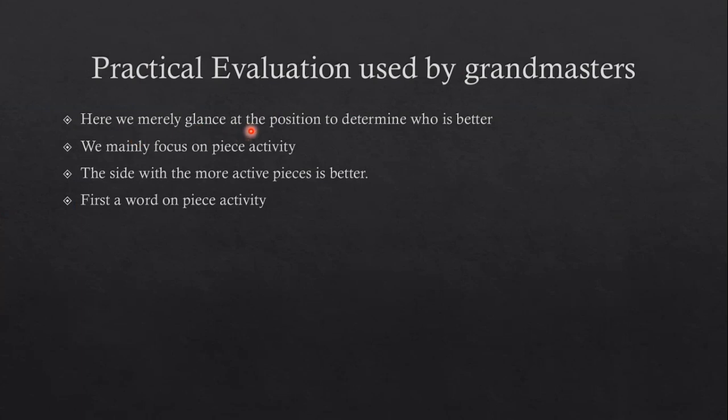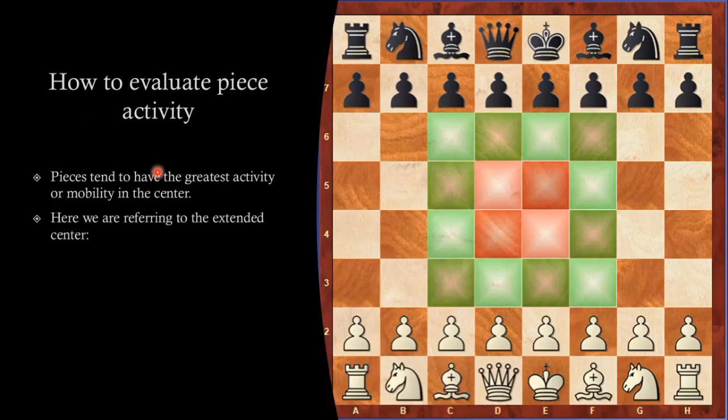Here we merely glance at the position to determine who is better, right? We merely focus on piece activity, right? The side with more piece activity tends to be better. And where it's unclear, we can basically evaluate the position as somewhat equal. So how do we evaluate piece activity?